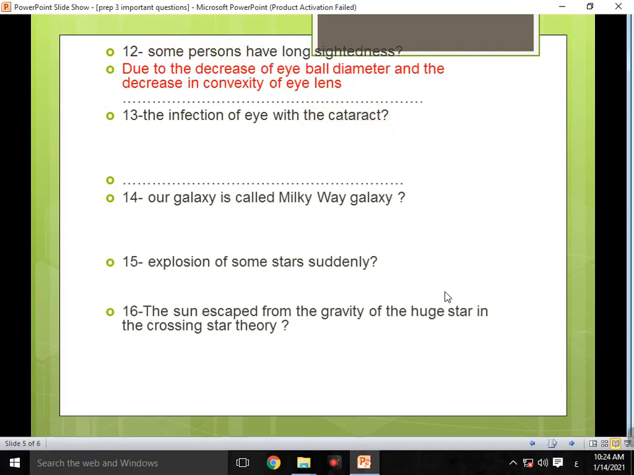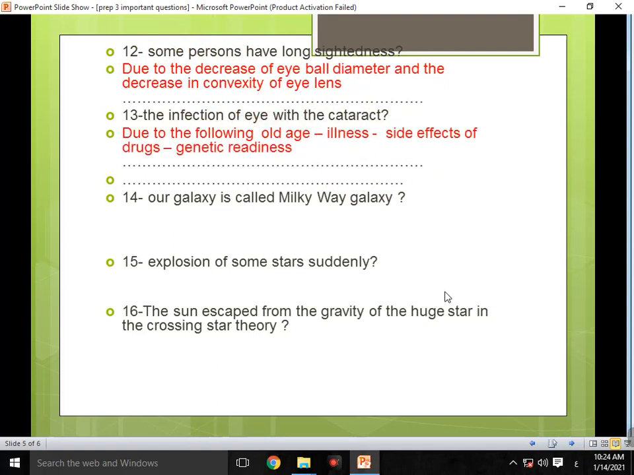13, the infection of the eye with cataract. Why do we have infection in the eye with cataract? Due to the following: old age, illness, side effects of drugs, genetic readiness. Number 14, our galaxy is called the Milky Way galaxy.